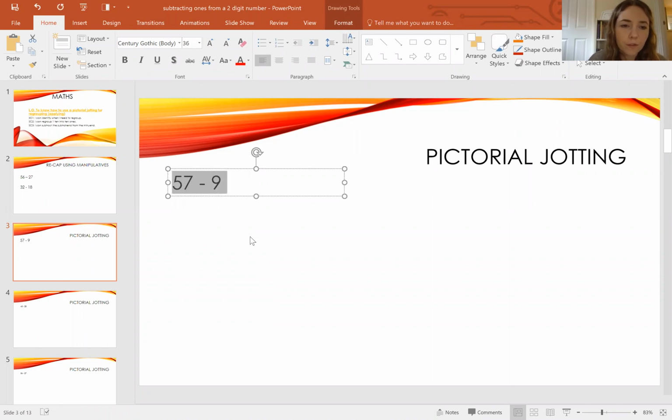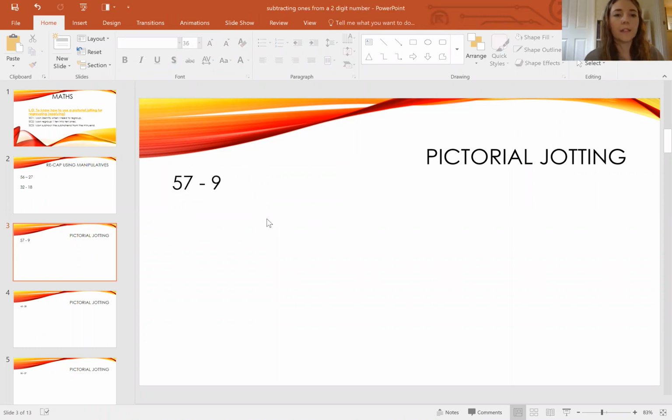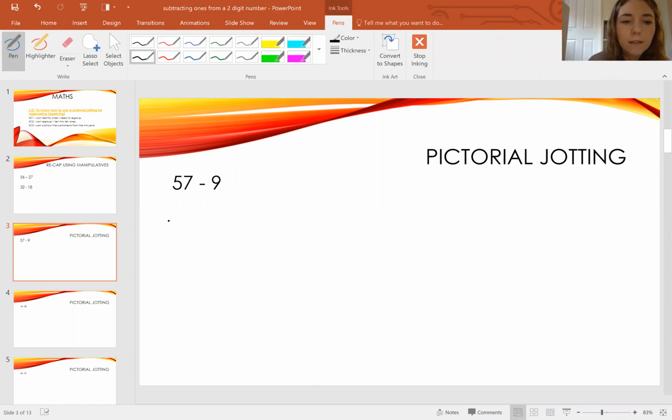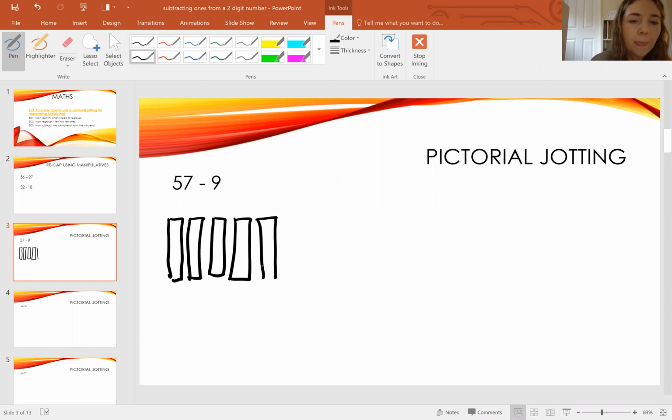So first of all, we need to draw our minuend, which in this case is 57. So we'll draw our 5 tens, 1, 2, 3, 4, 5, and our 7 ones. 1, 2, 3, 4, 5, 6, 7. Okay, we're going to subtract 9. Can we do that? No, we've only got 7 to take away. We haven't got 9. So we need to regroup.